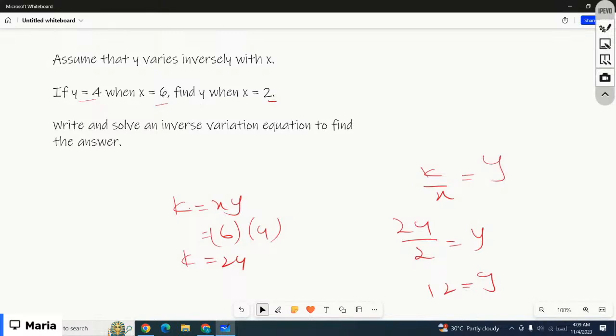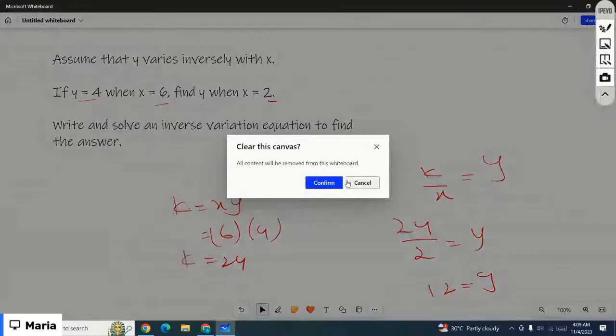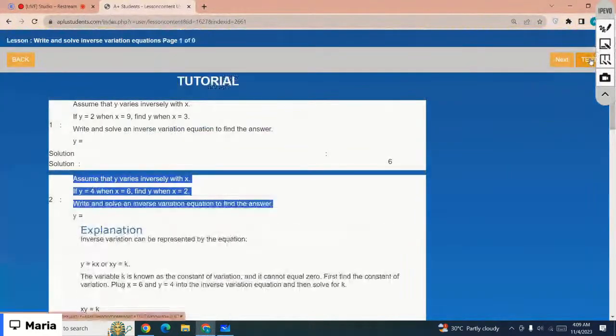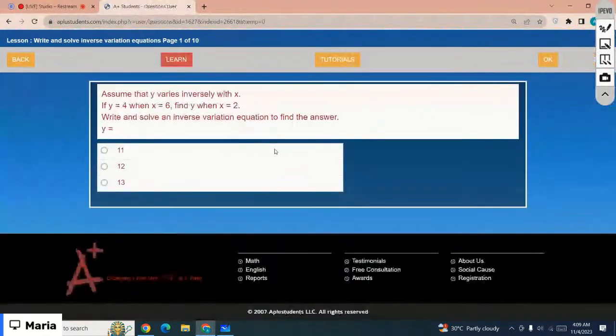Got it? Let's start with the test questions. Assume that y varies inversely with x. If y equals 4 when x equals 6, find y when x equals 2. Write and solve an inverse variation equation to find the answer. Yes, that's the one we did on the board.